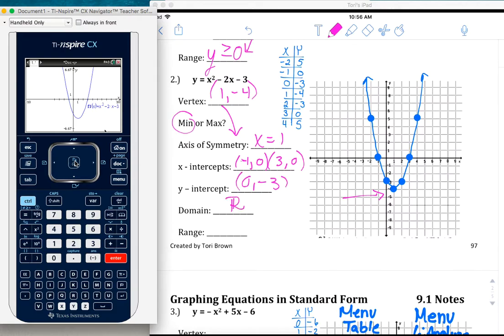Domain is always the same answer. And my range is when I steal the y value. So y is greater than or equal to -4, because it's going up, it's higher than that vertex. Okay? You'll notice how quick these are going. I'm really just labeling what I see. Okay? Go ahead and write down what you have. We'll meet you on the next page.